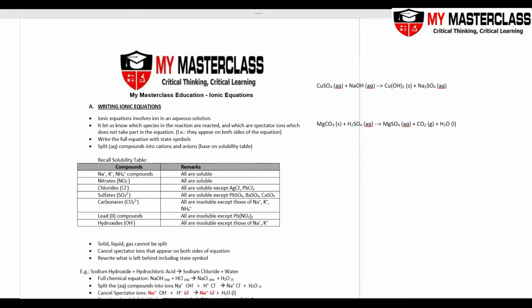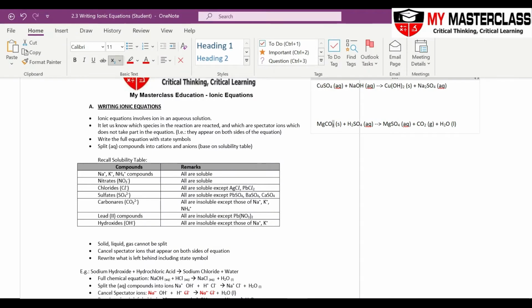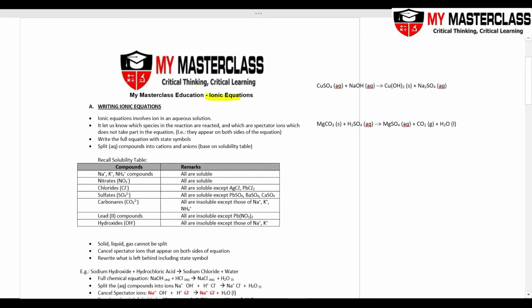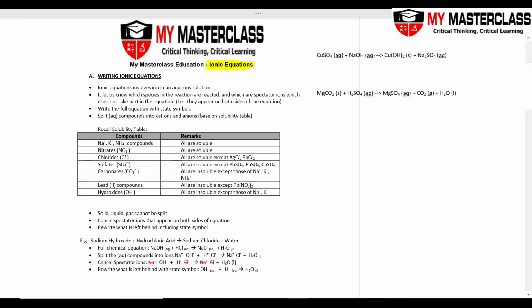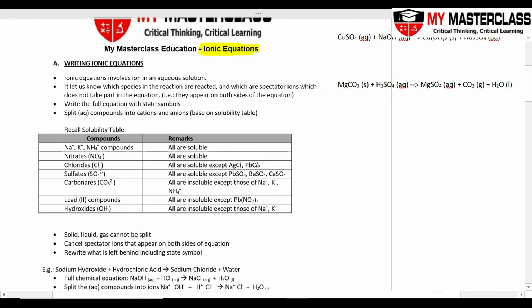In this video, we are going to look at writing ionic equations. Please don't confuse your ionic equation with the full chemical equation. Ionic equation, what does it mean? It involves ions in an aqueous solution. It lets us know which species in the reaction reacted, and which are the spectator ions that do not take part. These spectator ions appear on both sides of the equation.